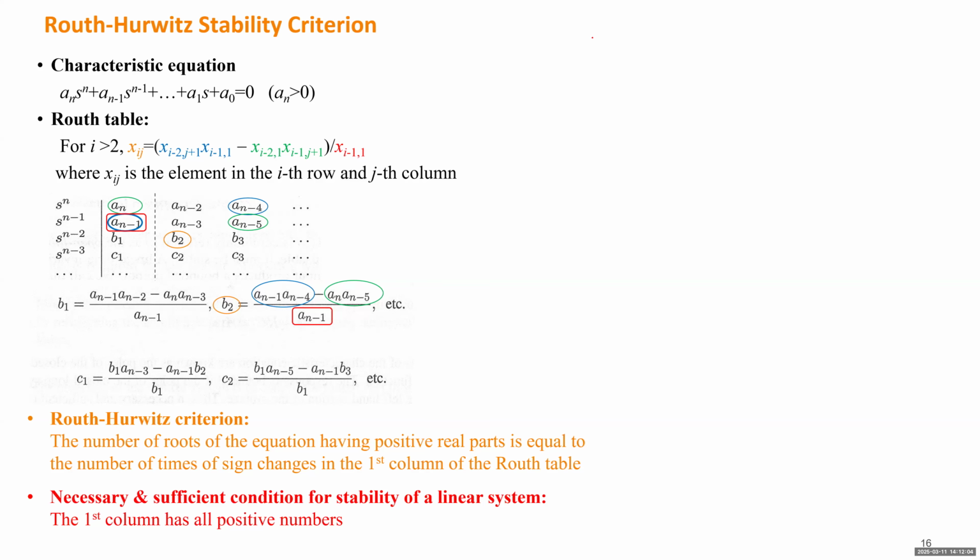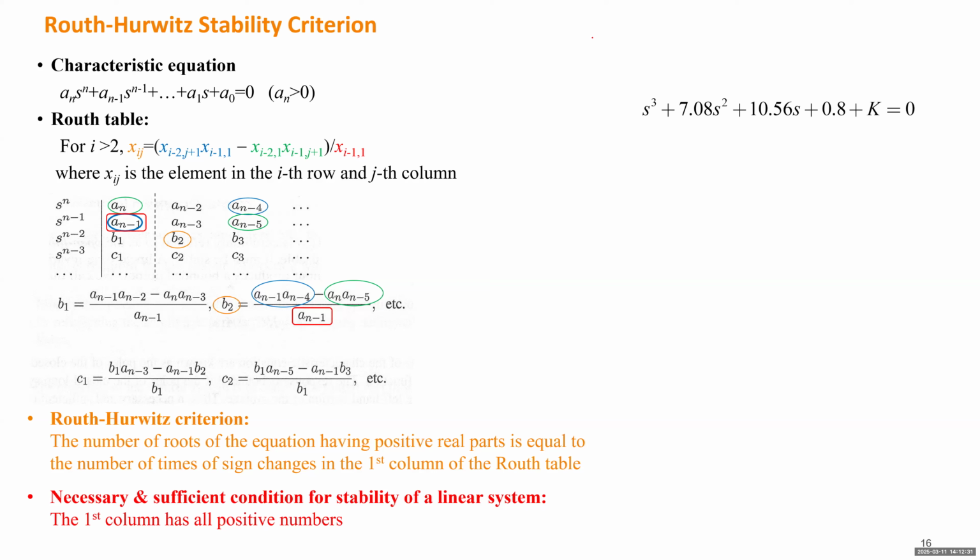The necessary and sufficient condition for stability of this linear system is found by examining the first column. If every number in the first column is positive, then this system is stable. So we find the characteristic equation and generate this table, and if the first column is all positive, then this system has to be stable.